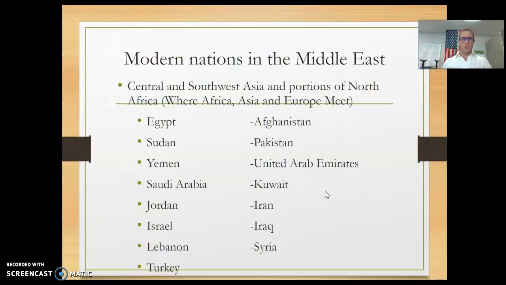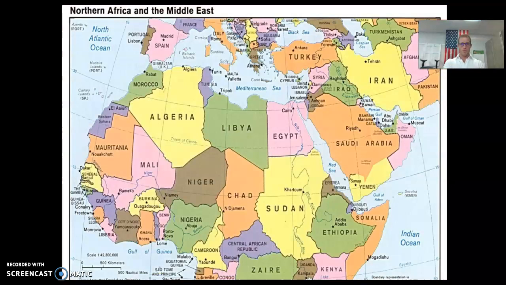Modern nations in the Middle East. So Central and Southwest Asia and portions of North Africa are considered kind of the Middle East. So Egypt, Sudan, Yemen, Saudi Arabia, Jordan, Israel, Lebanon, Turkey, Afghanistan, Pakistan, the UAE, Kuwait, Iran, Iraq, and Syria. Those are all part of the Middle East. And then here's a map of the Middle East. So the Middle East is all of this basic region here. It can be considered parts of the Middle East.